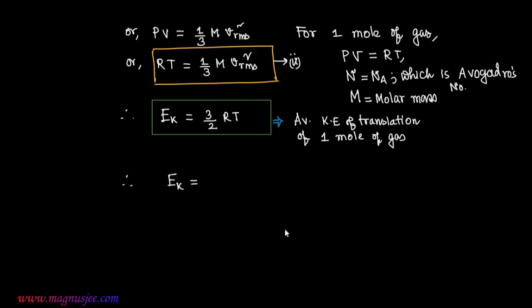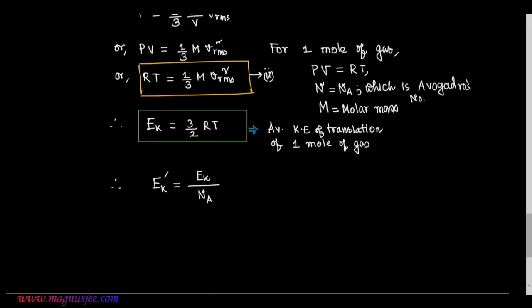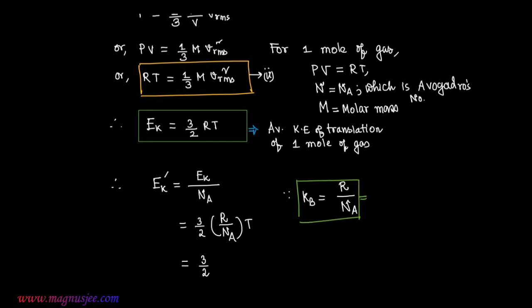Therefore, Ek prime will be equal to Ek by Na. Ek prime is the average kinetic energy of translation of 1 molecule of the gas, and that will be equal to Ek by Na. If we put in the expression, we get 3/2 (R/Na) T, where capital T is the absolute temperature, and R by Na, the universal gas constant divided by Avogadro's number, is the Boltzmann constant kB. Kb is equal to, though it is written as K subscript B, it should be K.